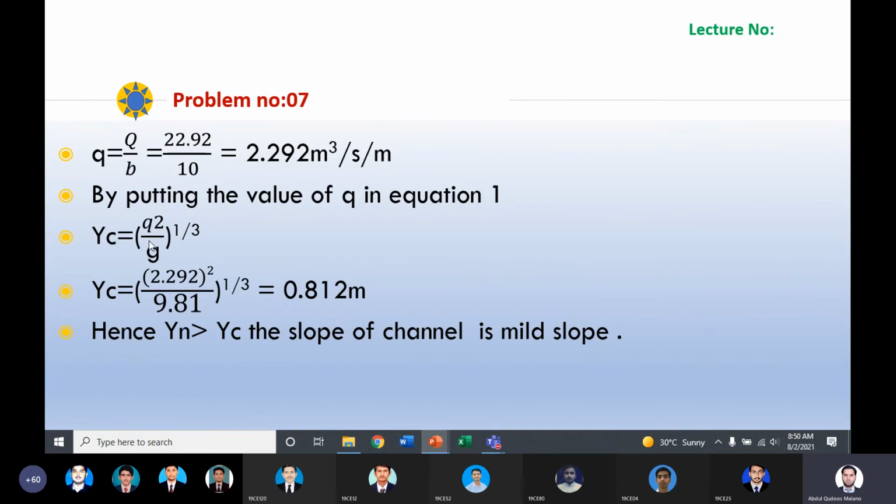Now you put this value of q in the equation to get the critical depth. So this is q square upon g. So this is 0.292 square upon 9.81 whole power 1 upon 3. So the critical depth comes out to be 0.812 meter.